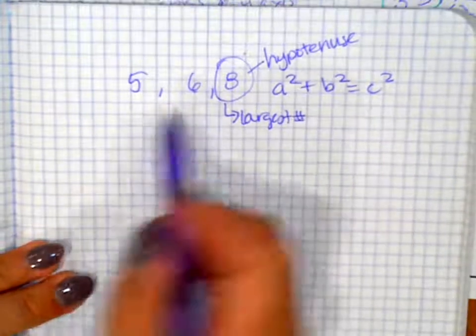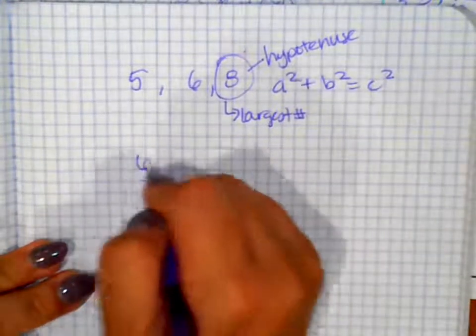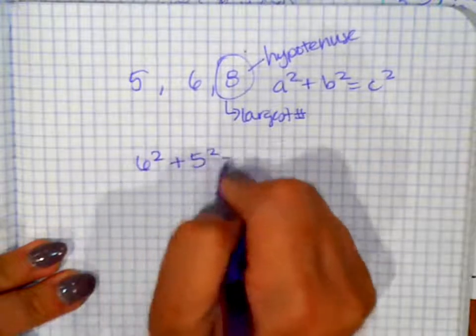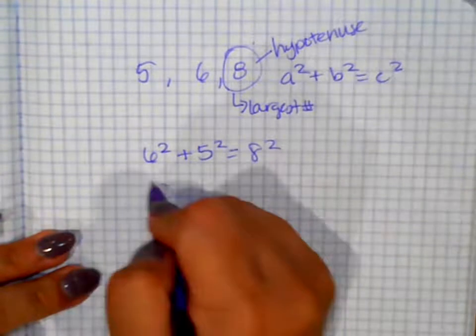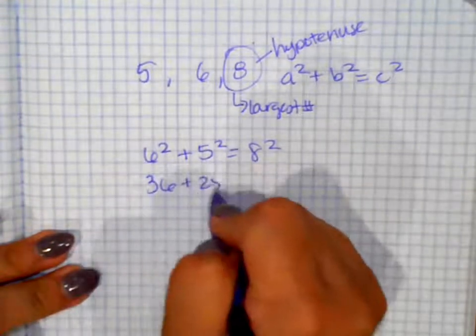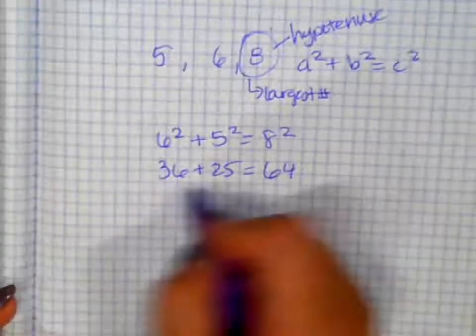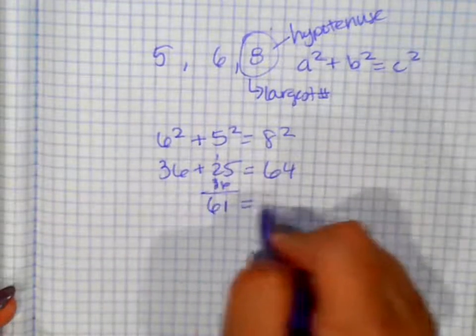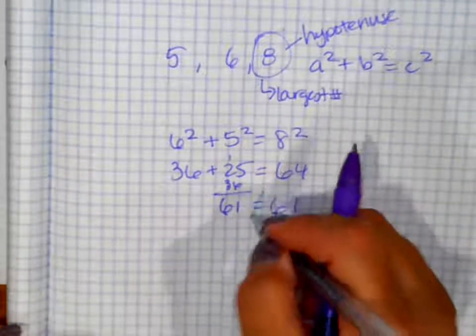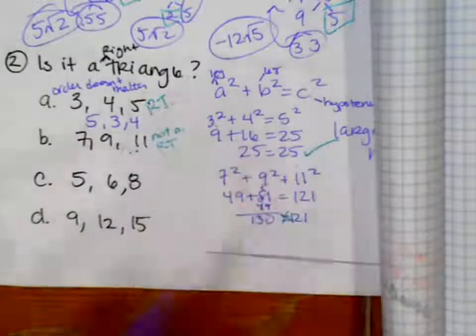All right? These guys right here, it doesn't matter which way I do a and b. I can go 6 squared plus 5 squared equals 8 squared. I've got 36 plus 25 equals 64. If I add 36 to 25, I've got 61 equals 64. No, it doesn't. So this guy right here, not a right triangle.